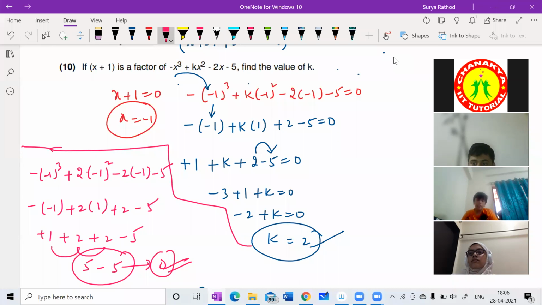Who said we are not getting 0? We are getting 0. Yes, 5 minus 5 is going to give me 0, so right answer only. Yes, sir. So someone has asked us, sir, can't we find out by using synthetic method?